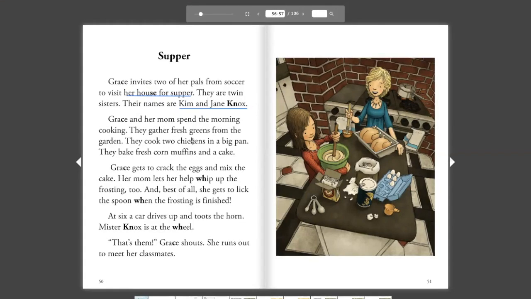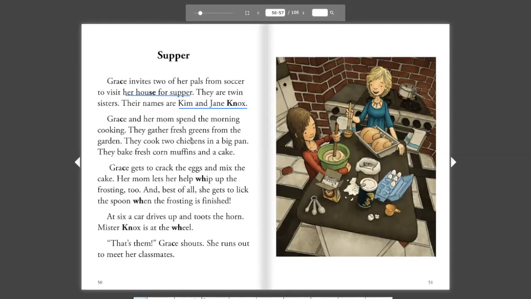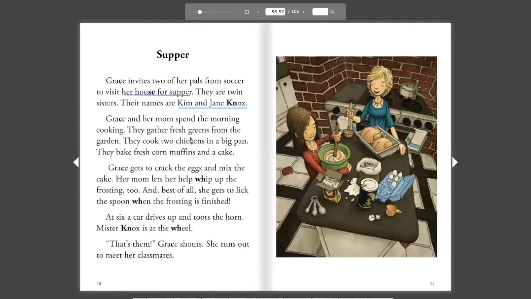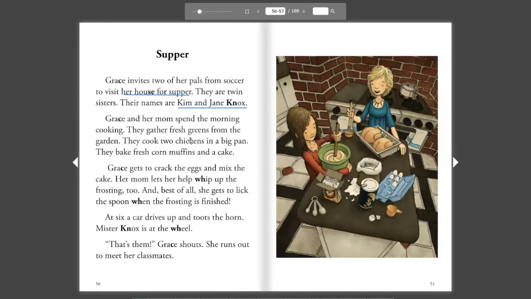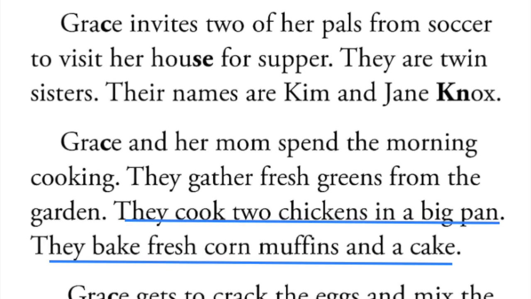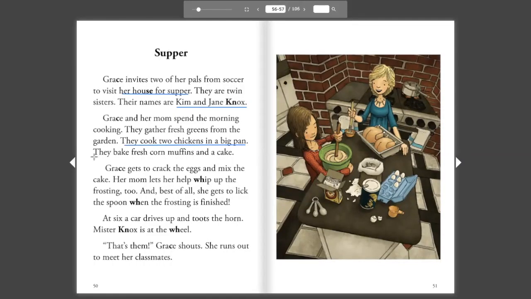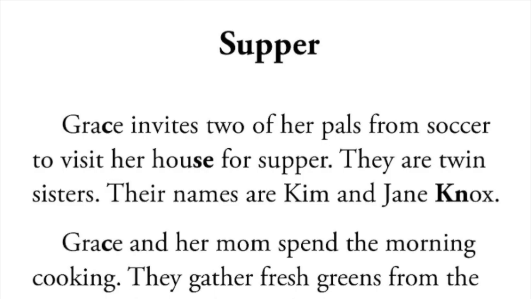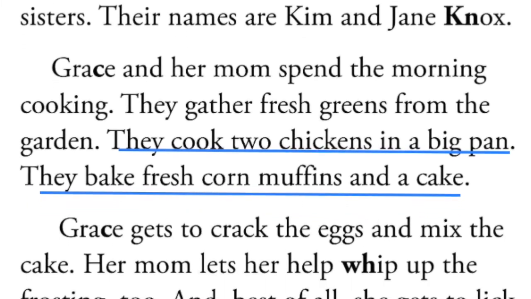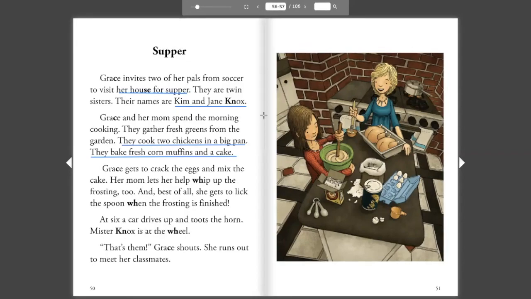Next question: what are Grace and her mom cooking for supper? You may pause the video and find your evidence. Aha! I found the evidence. They cook 2 chickens in a big pan, and they bake fresh corn muffin and cake. If you got that answer, kiss your brain.